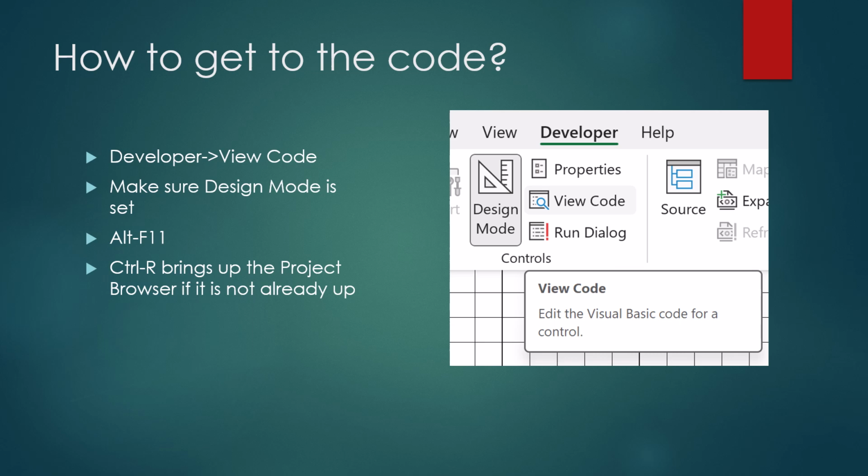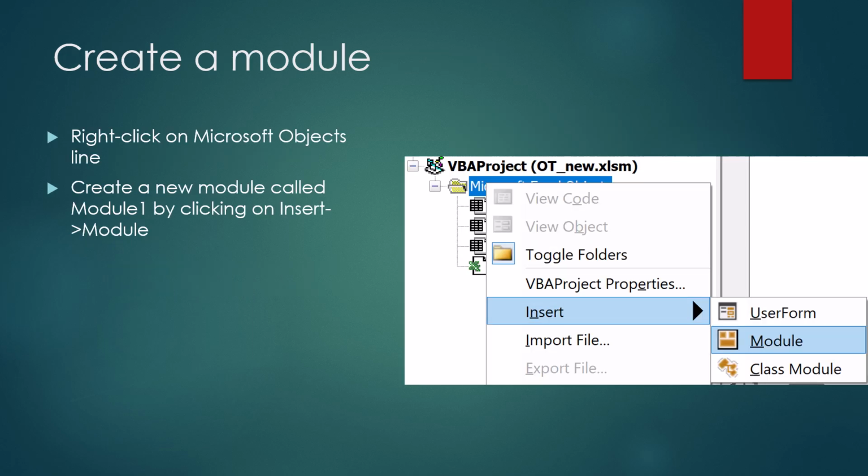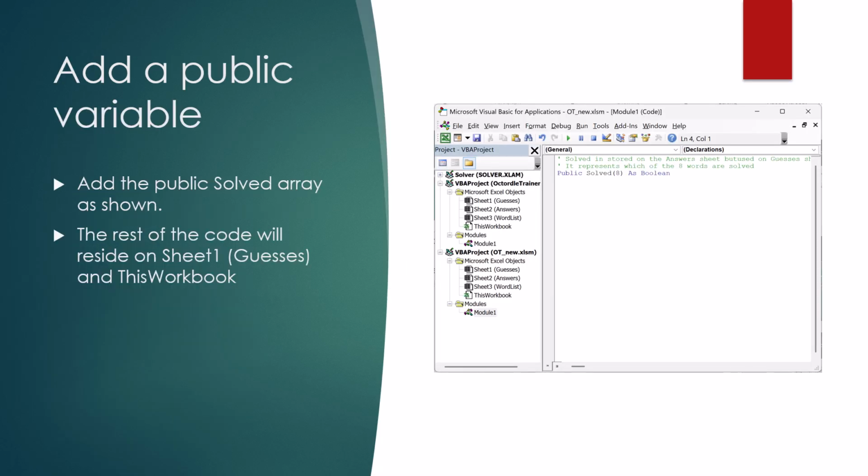We're going to continue on here. In order for us to keep track of variables across worksheets, we need to put the global variable in a module. So in order to create a module, you right click on the Microsoft Objects line and then create a new module called Module 1 by clicking on Insert Module. So in order to keep track of which words were solved, we're going to create a public Boolean array called solved and type it in as it's shown here.